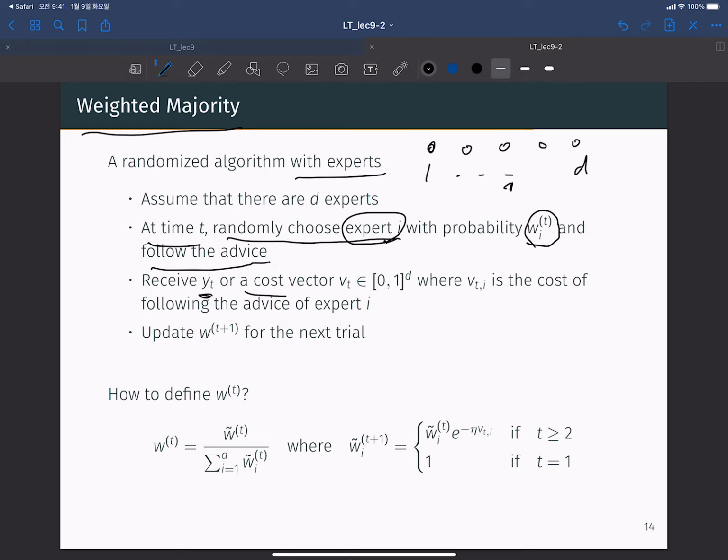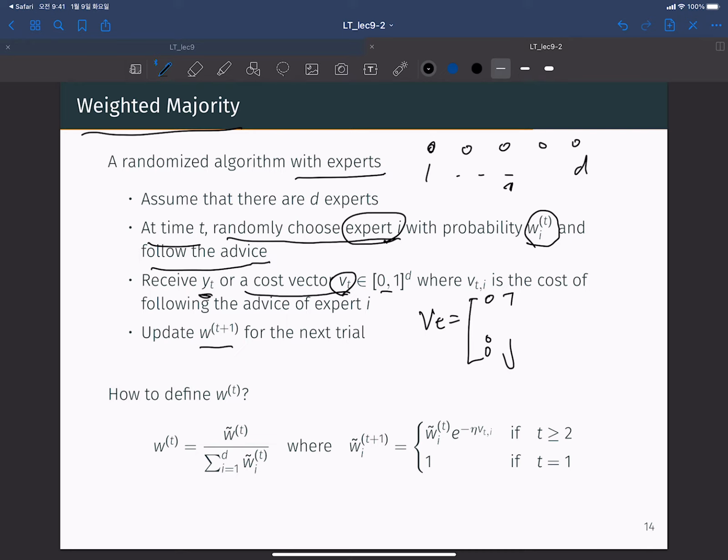receive a cost vector v_t that defines the regret or loss of each expert. So v_t is a d-dimensional vector. All values will be between 0 and 1. And each element represents the loss or cost when we follow each expert. And then update w_{t+1} for the next trial.